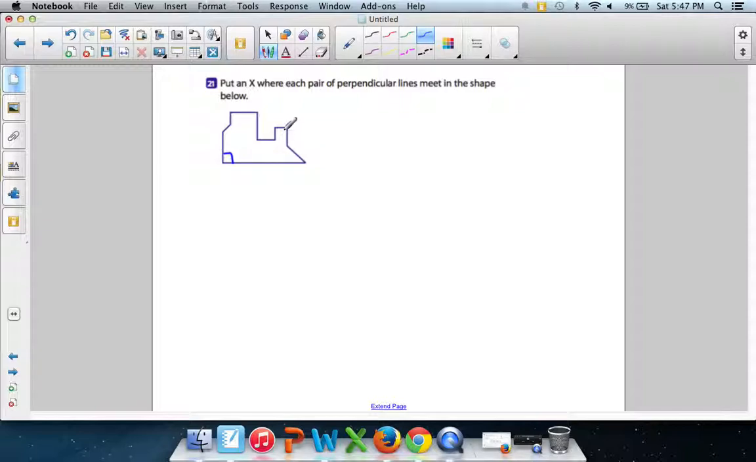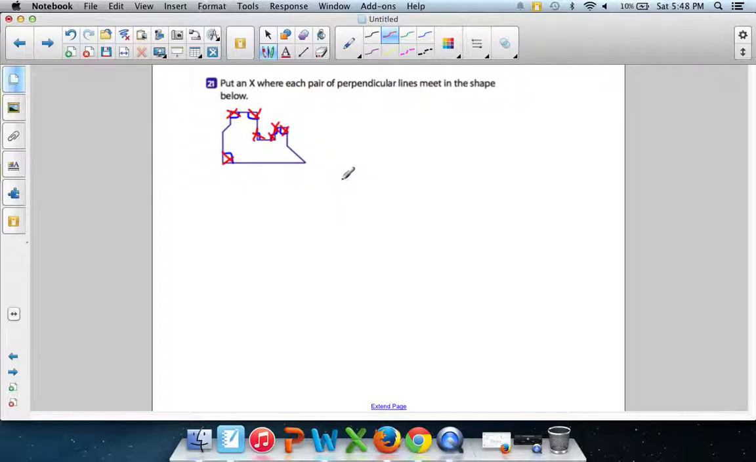Those two lines make a right angle. Right here we have a right angle. Right there we have a right angle. Technically, we have two perpendicular lines here and here as well, because there's right angles on the outside of the shape. And then two perpendicular lines there and there. Those are all right angles, and it also marks the places where perpendicular lines are meeting in the shape below. So 1, 2, 3, 4, 5, 6, no, yes, 7. There are 7 pairs of perpendicular lines in this weird shape here.